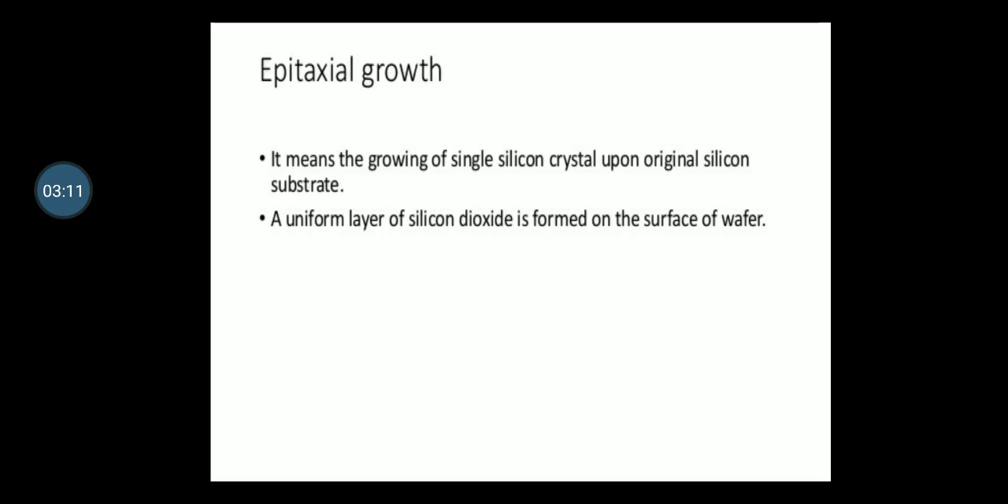So the next one is the epitaxial growth. It means the growing of a single silicon crystal upon the original silicon crystal substrate. A uniform layer of silicon dioxide is formed on the surface of the wafer. Here, epitaxial means arranged upon. It is the process of depositing a thin layer of single crystal material over a single crystal substrate. So one could describe epitaxy as arranging atoms in a single crystal fashion upon a single crystal substrate, so the resulting layer is an extension of the substrate crystal structure.